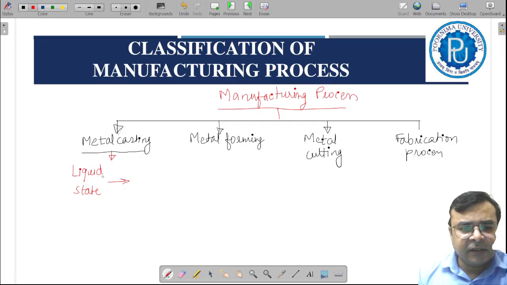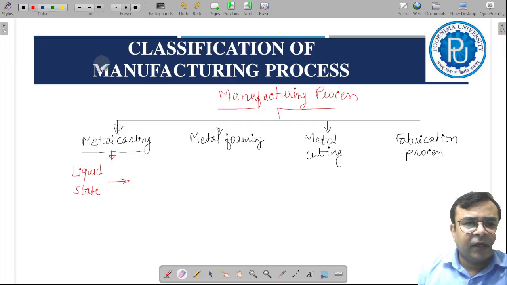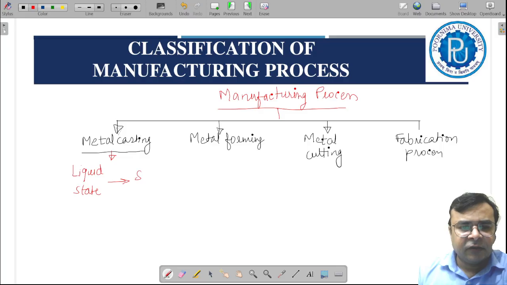It is right. Means we have raw material. We need to convert the raw material, whatever solid material we have. First we need to melt it to get liquid metal, and once you get the liquid metal, then this liquid metal is poured into a predefined cavity and solidified again so that we can get a final product in the solid form. Correct? So this is a liquid to solid state process.